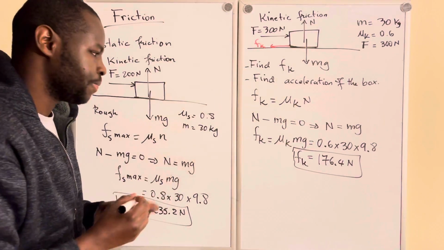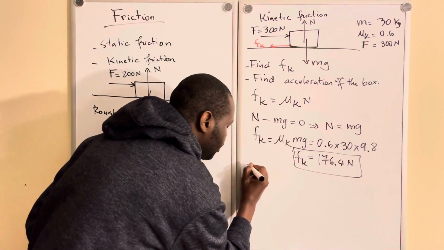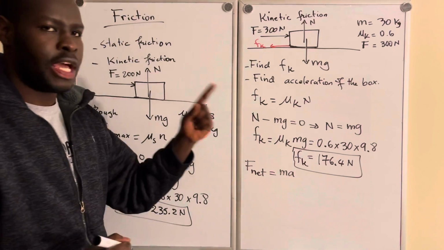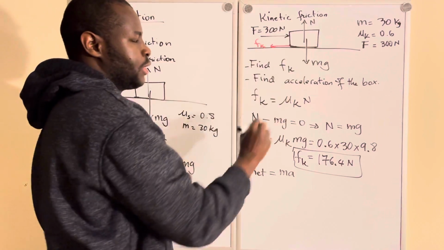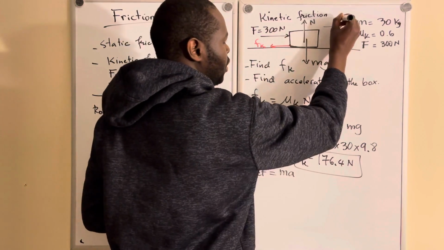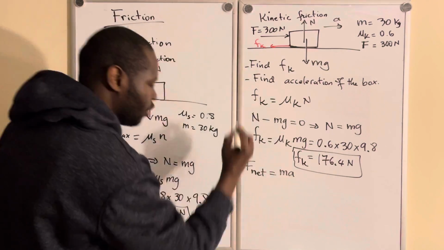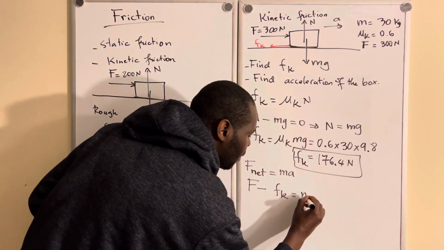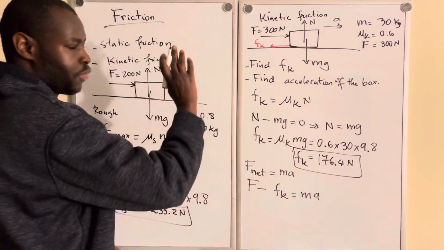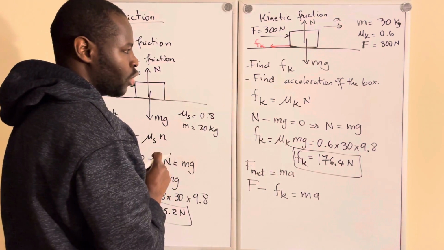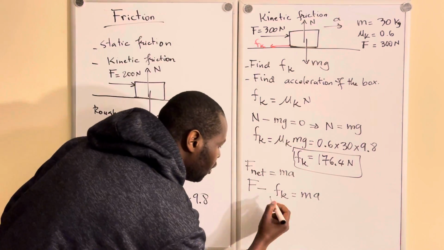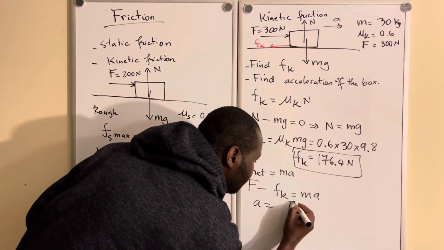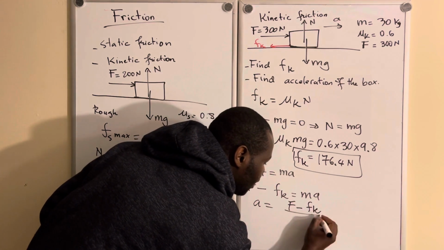Now we want to find the acceleration. We know from Newton's second law that F net equals ma. Now in what direction will the box be moving? It's moving to the right. Since it's moving to the right, the acceleration will be in this direction. So F, which is the applied force, minus Fk equals ma. This will be our net force, right? So the force of motion minus the opposing force Fk equals ma. We know F, we know Fk, so we're going to find a. This means a equals F minus Fk divided by m.